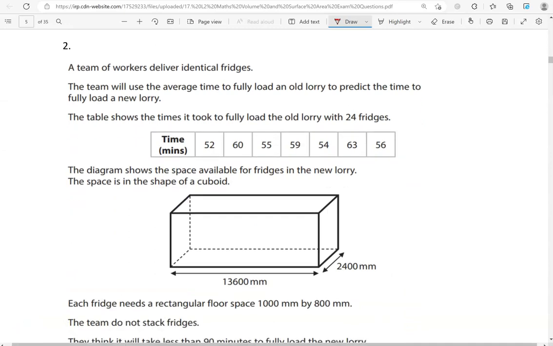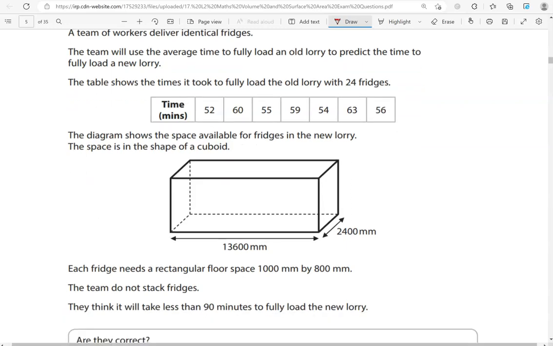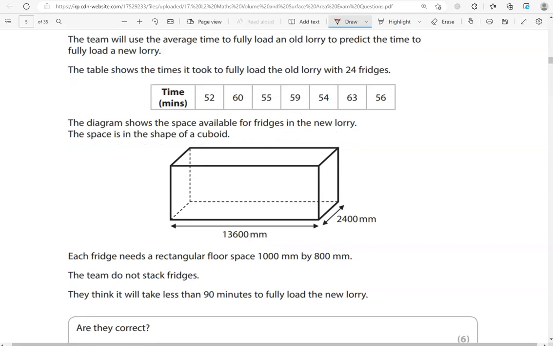A team of workers deliver identical fridges. The team will use the average time to fully load an old lorry to predict the time to fully load a new lorry. The table shows the times it took to fully load the old lorry with 24 fridges. The diagram shows the space available for fridges in the new lorry. The space is in the shape of a cuboid. Each fridge needs a rectangular floor space 1000 mm by 800 mm. The team do not stack fridges. They think it will take less than 90 minutes to fully load the new lorry. Are they correct?